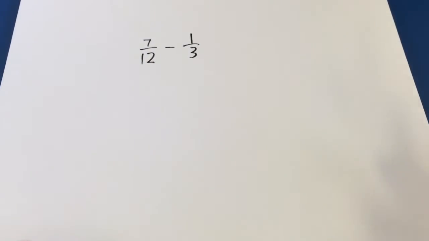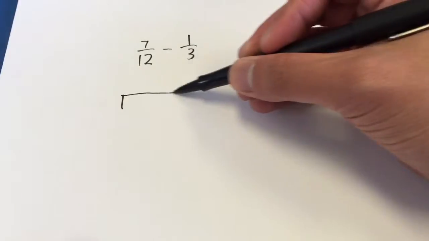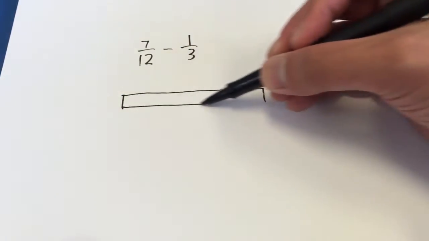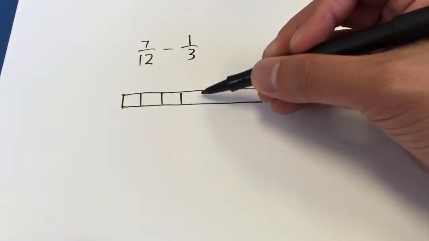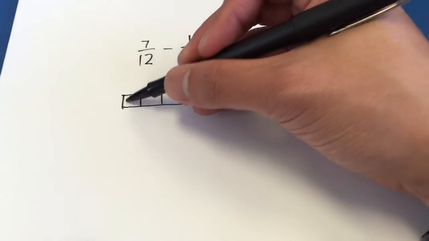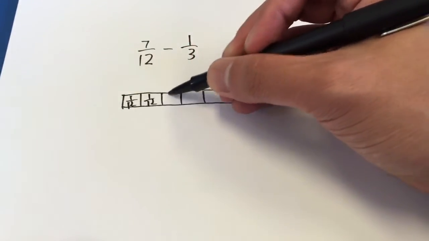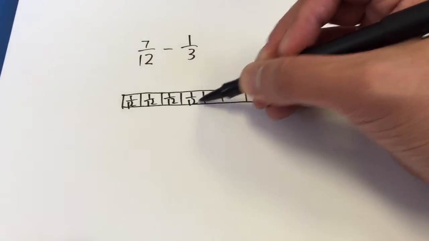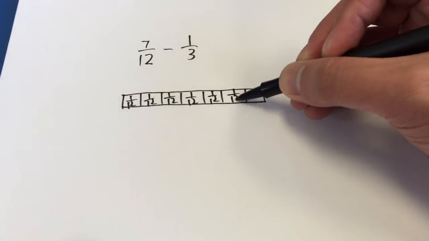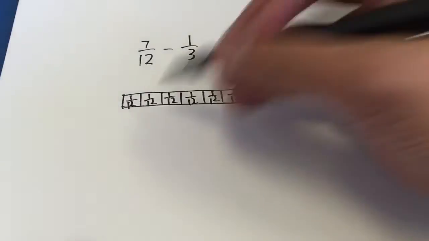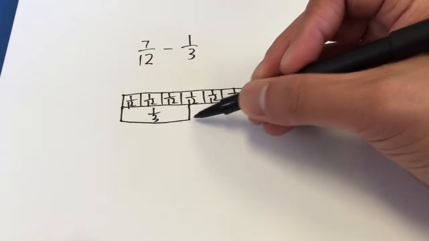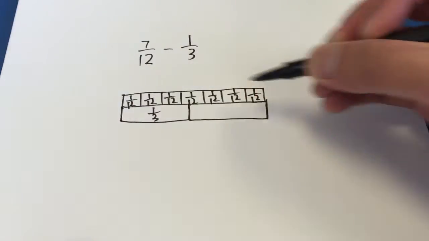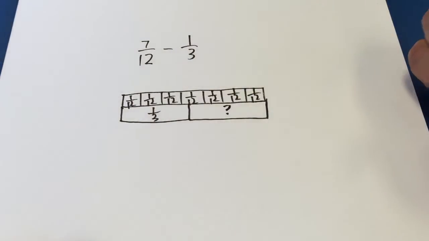Another example. Let's say that I have 7 12ths minus 1/3. Okay, so I'm going to start by drawing a bar, and here I'm going to represent 7 12ths. 1, 2, 3, 4, 5, 6, 7. Here's 1/12, 2, 3, 4, 5, 6, and 7 12ths. And again, I'm subtracting 1/3 from that. And the difference is going to be this bar here.